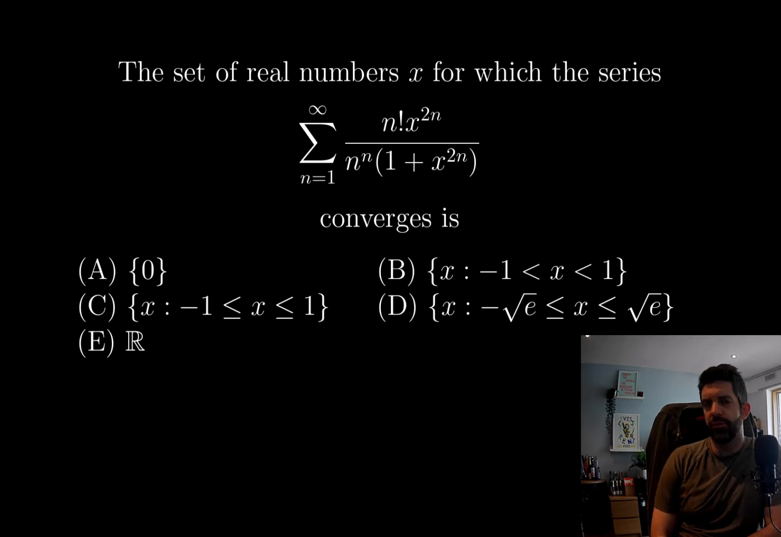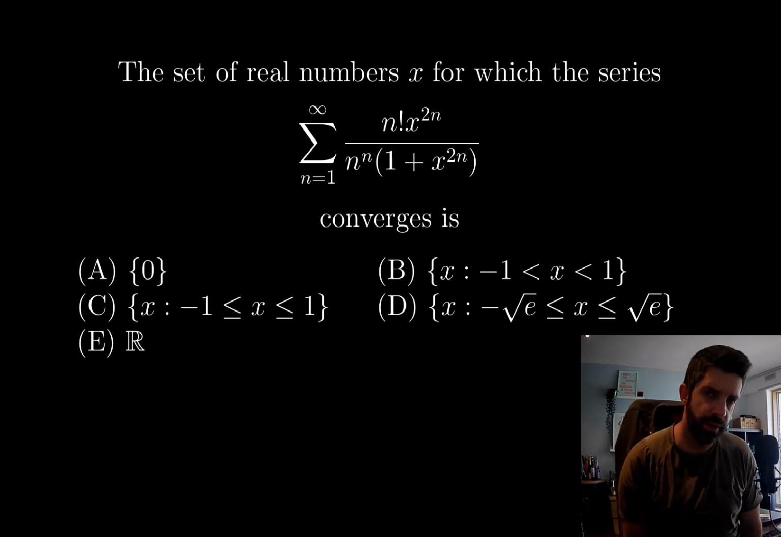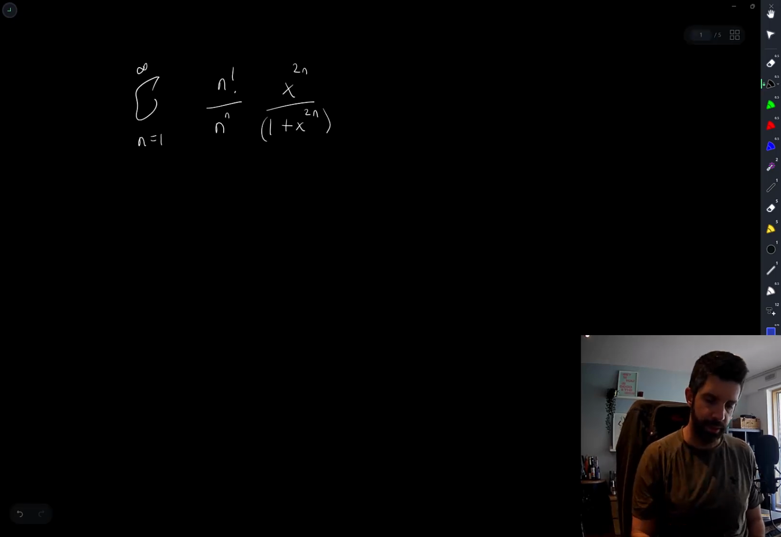I wonder if it could just be the entire real line. Well, hold on a second. I mean, we've got x appearing in the numerator and denominator. So I have n factorial divided by n to the power of n times x to the 2n divided by 1 plus x to the 2n. Yeah, I wasn't paying attention to the fact that x is down here as well.